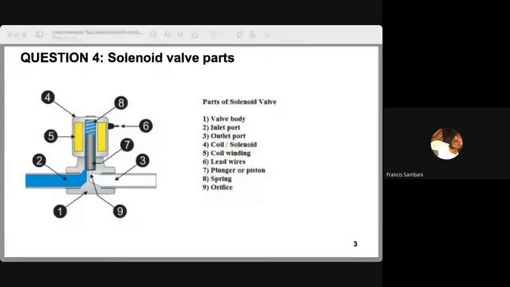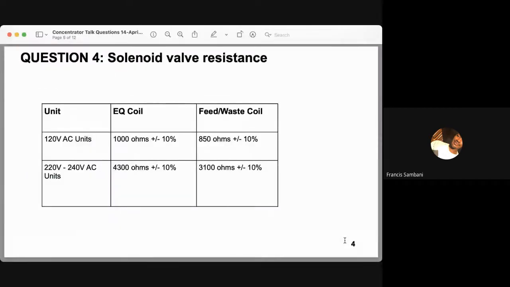So next slide, please. Yeah, thank you. For the ASAP Intensity 10, in 120 VAC units, you have 1000 ohms for the equalizer valve, and the feed and waste valve coils will measure 850 ohms. As for the 220 or 240 VAC units, the EQ coil has a resistance of 4300 ohms, and the feed and waste coils have a resistance of 3100 ohms.